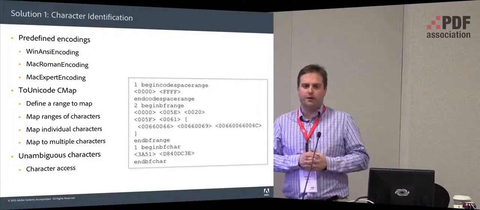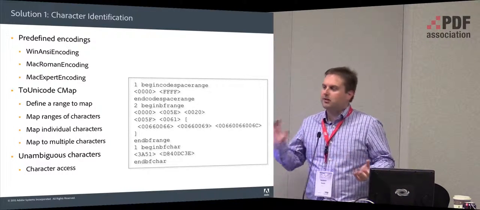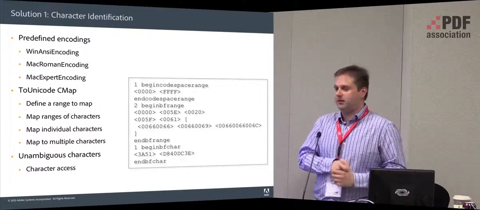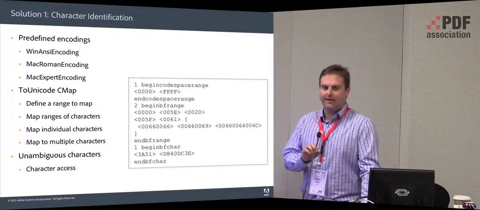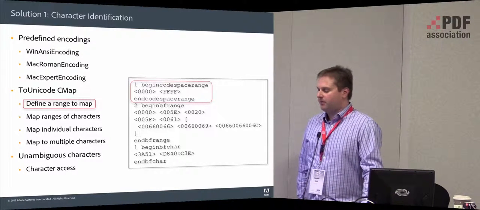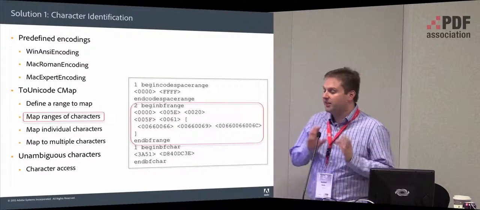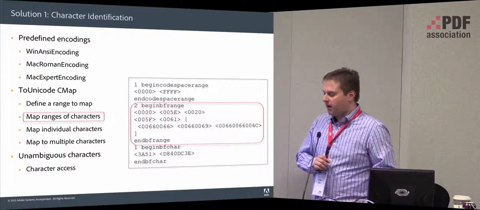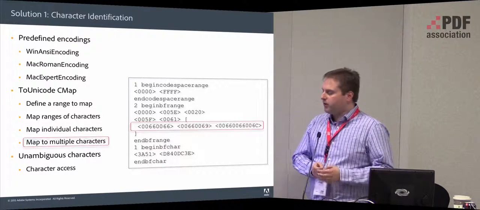But that doesn't always work, particularly with large Unicode fonts where you're pulling out a selection of glyphs. You really want to compact that into a small table. And so PDF defines what's known as the ToUnicode character map. That basically allows you to define the mapping from glyph indexes to Unicode characters. You can define a range of characters to map. You can map those ranges of characters to different areas, so it doesn't have to be one contiguous area. You have the ability to map individual characters, and you can map multiple characters.